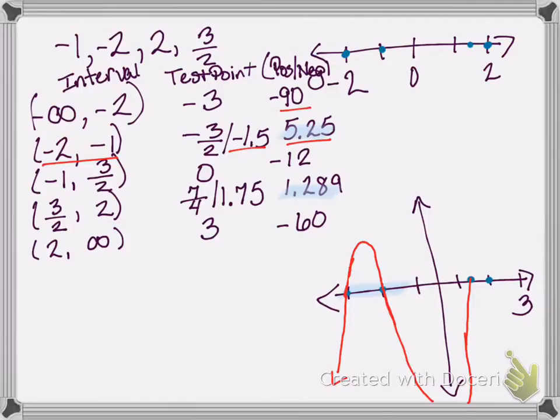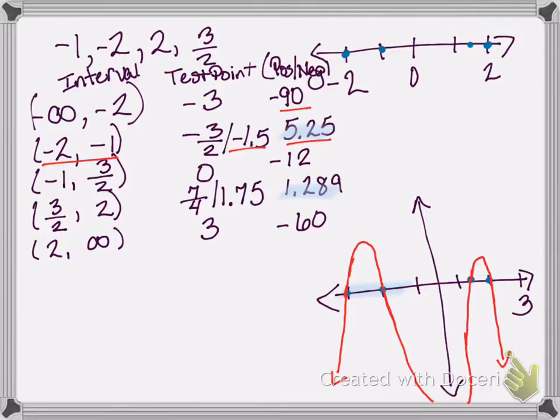Our next interval, 3/2 to 2, where we used 1.75, is above the axis. So we know it's above, but it is a very small interval. So we know that's what the graph is doing at that point. Our last interval, 2 to infinity, gives us a negative number, so we know that during that interval, it is also below the axis. So what we have right here is the graph sketched out.